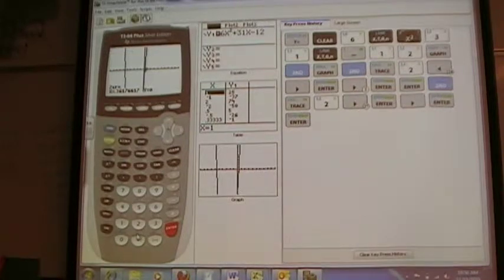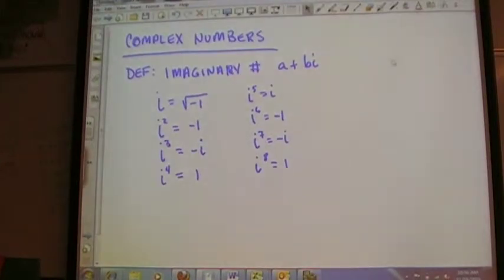Right here, you see where my arrow is? On the decimal point, above it in blue is your i. But again, if you know the first four, you're set. It's okay to have i in your answer. Anything above i, you need to simplify.